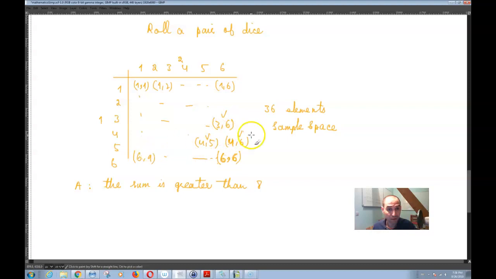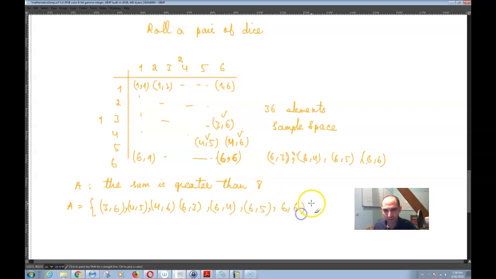So far we have these three, and you want it to be greater than 8. So 6 and 1 is 7, 6 and 2 is 8. So you have 6 comma 3, 6 comma 4, 6 comma 5, and 6 comma 6. So you can write this set as 3 comma 6, 4 comma 5, 4 comma 6, and you have 6 comma 3, 6 comma 4, 6 comma 5, and 6 comma 6. So that is basically the event A.